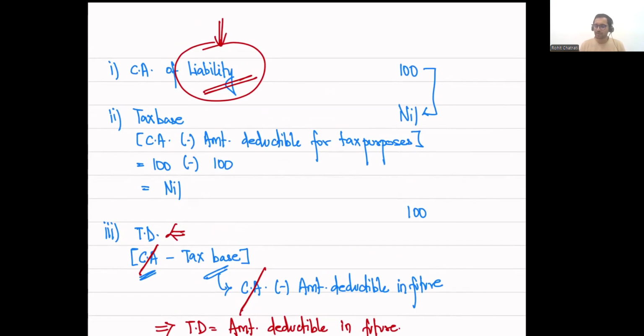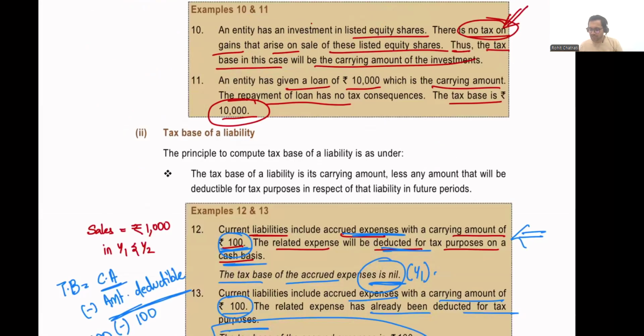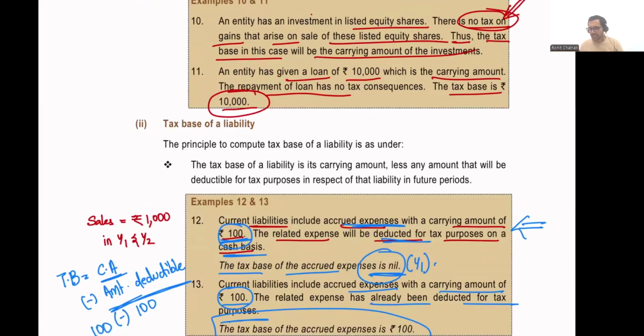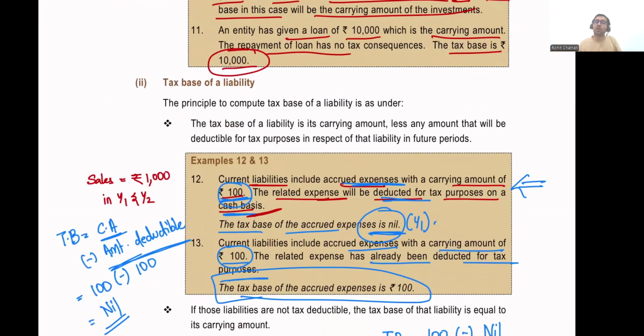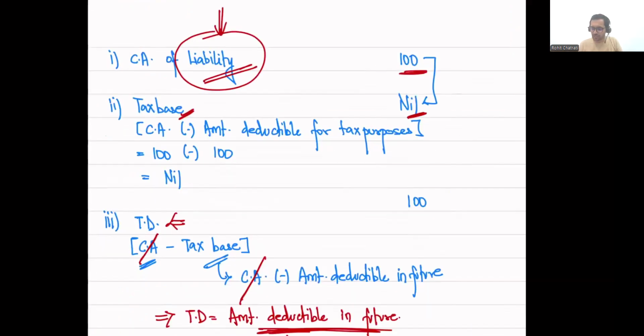The carrying amount basically represents the outflow of cash that I'm going to have in future. Tax base represents the amount that is already allowed as a deduction. Over here, in example number 12, the amount that was already allowed as a deduction is zero because the expense was going to be deductible on a cash basis. Therefore, the amount already allowed as a deduction is equal to zero.